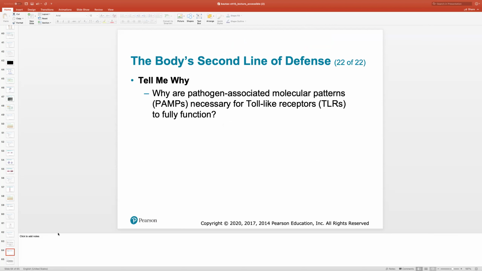So finally, can you answer this question? Why are pathogen-associated molecular patterns necessary for toll-like receptors to fully function? Think about that. Go back and look at the toll-like receptors, these pathogen-associated molecular patterns, and what they do. And that's it for innate immunity.